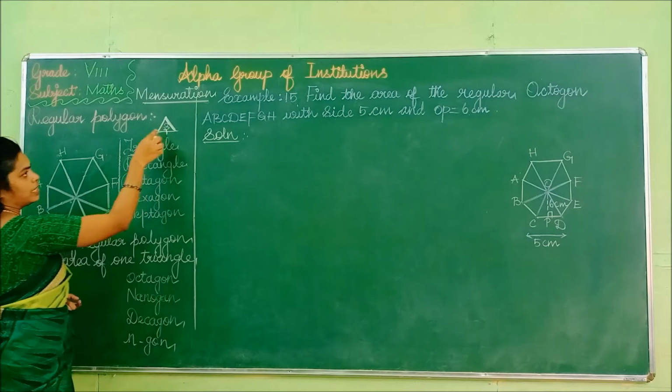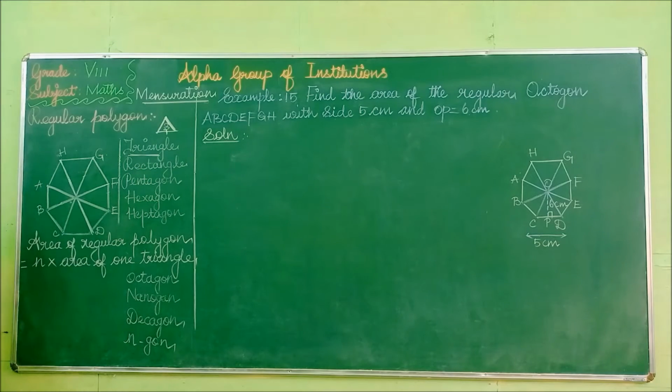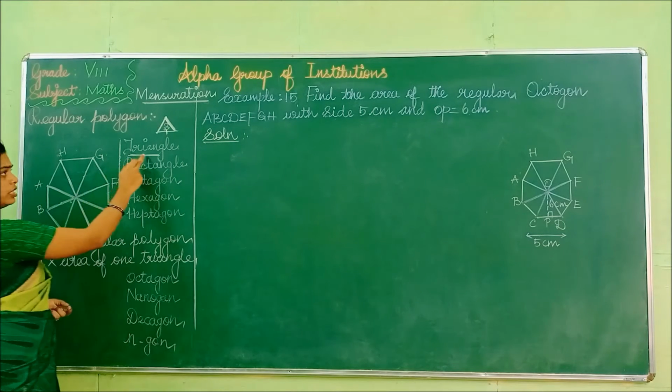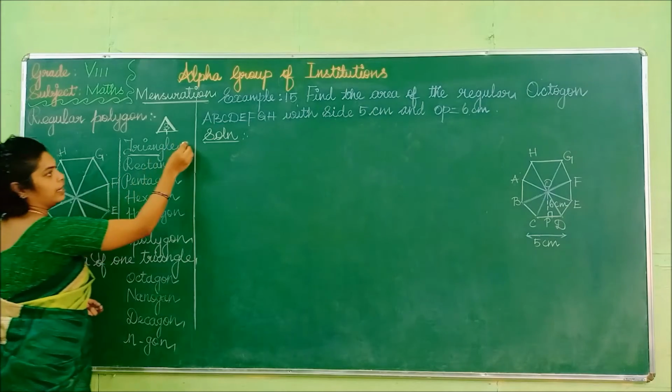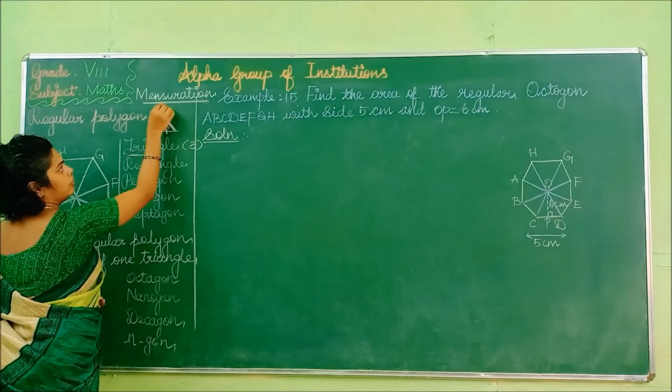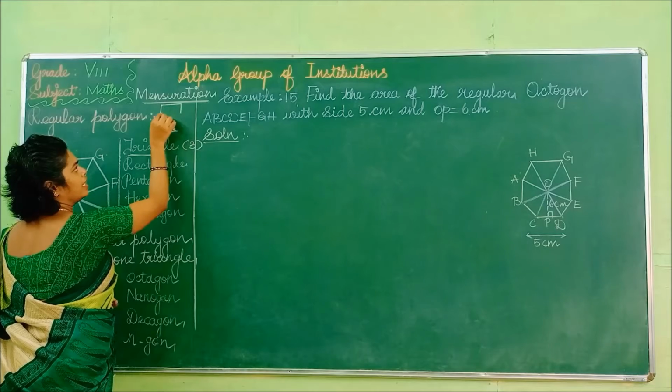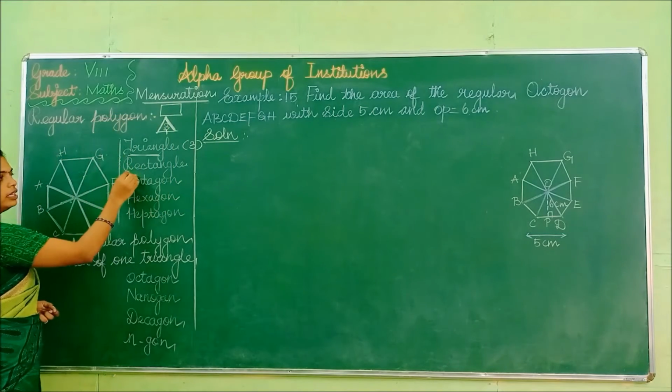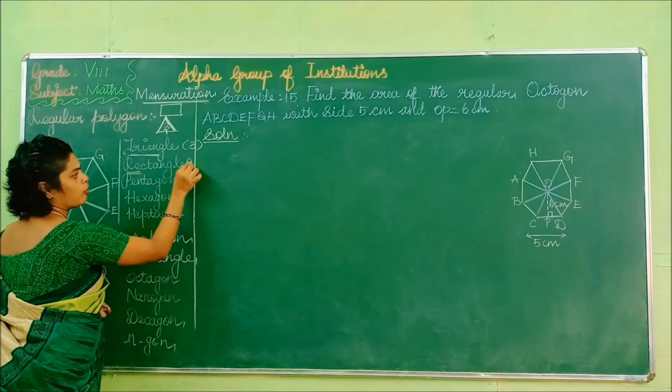The shape which has 3 straight lines joined is called a triangle. And then next one is the rectangle. For a rectangle, we are joining 4 straight lines. This is the shape of the rectangle. So this is also a polygon.